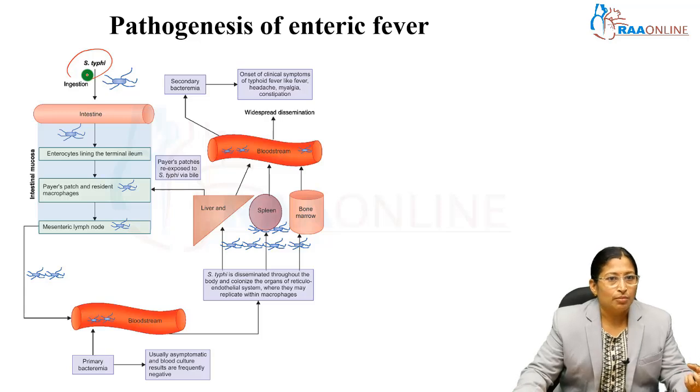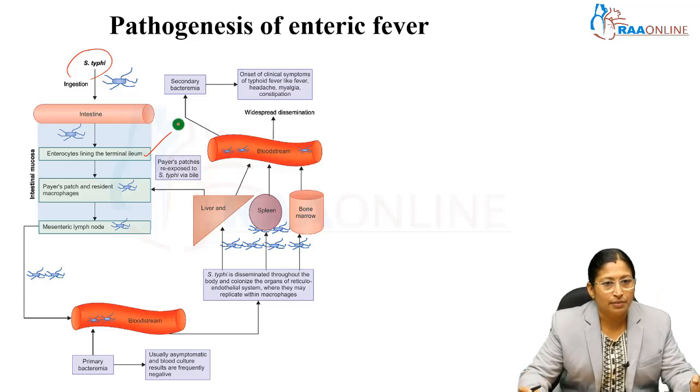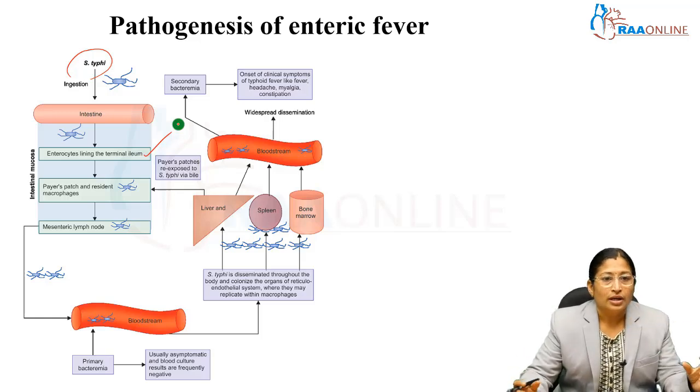So once Salmonella typhi, after ingestion, successfully bypasses the gastric acid, and if it reaches the small bowel, then it starts its game. So in the small bowel, especially in the terminal ileum, it penetrates the enterocytes lining the terminal ileum. What do you have in the terminal ileum? You have the Peyer's patches, the rich lymphatics are there. So they invade the Peyer's patches where they multiply within the resident macrophages.